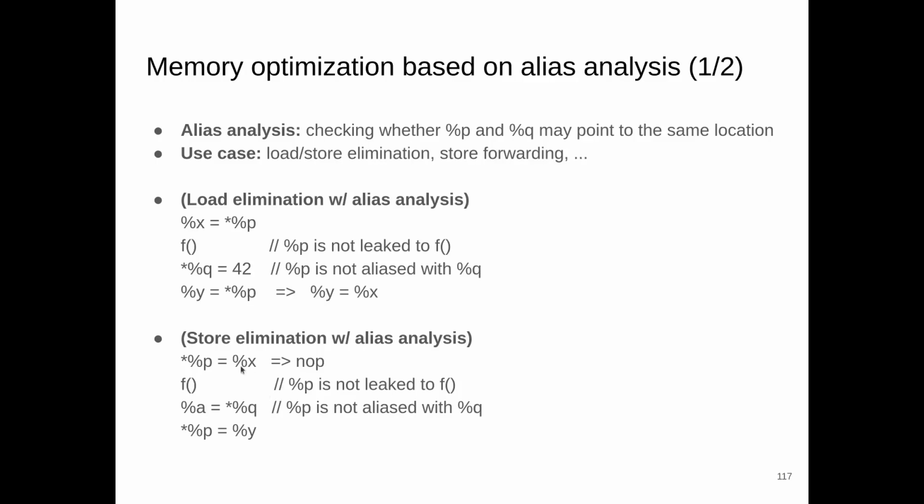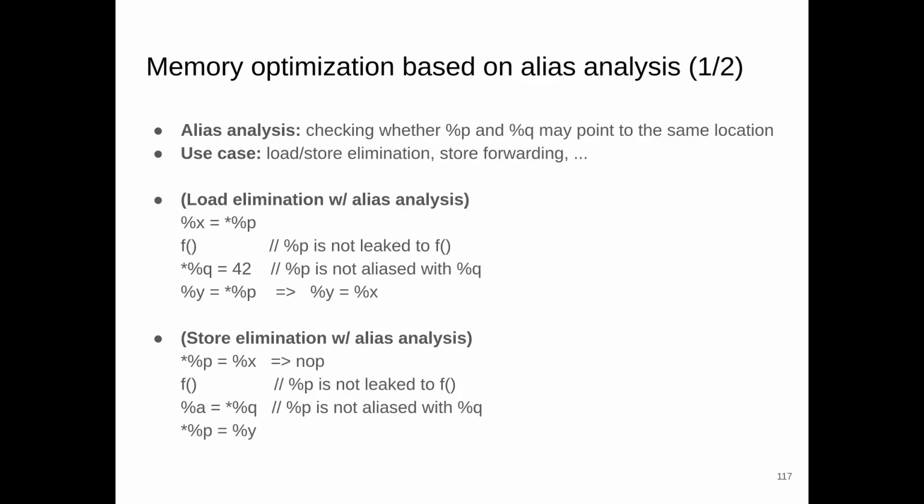Similar things happen for store elimination as well. If P is never interfered with by the intervening code, then we can remove an earlier store to the same location, because no one is reading from or writing to this location P. As a result, this write is not visible elsewhere, and it is immediately overwritten by the later store to P with the value y. That's the reason why we can perform such store elimination optimization, again thanks to the alias analysis.